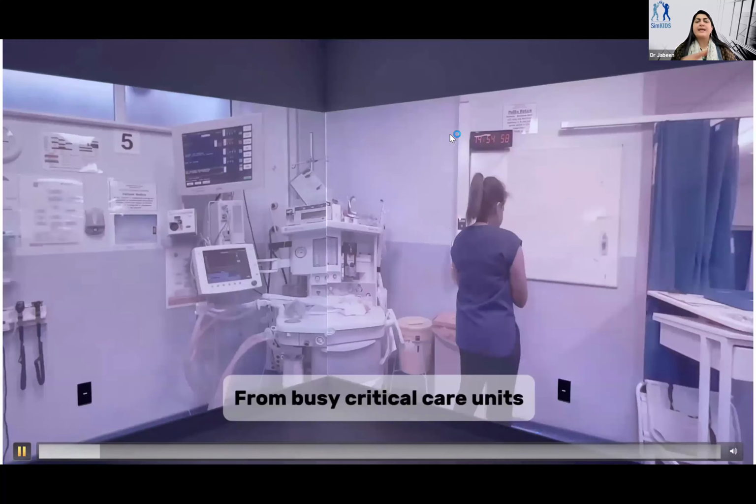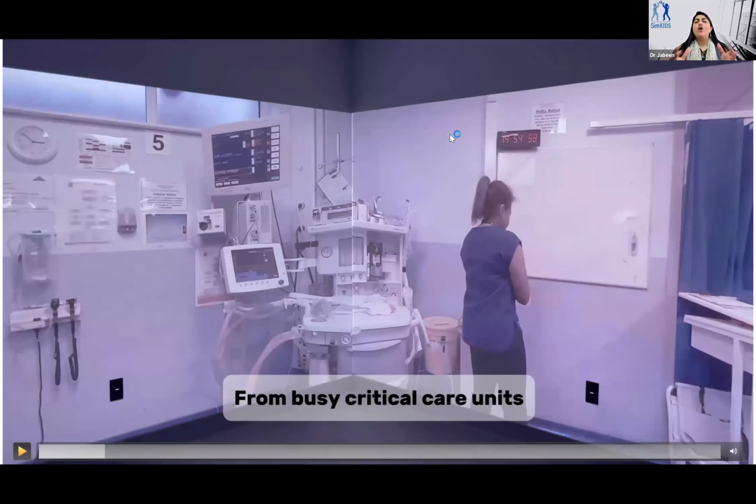From busy critical care. So you can see it looks like a critical care environment, although it's just a video of the critical care displayed on the walls. I know in the video it is not clear, but you can put a mannequin in the room and run the simulation here, and it will feel as if you are in the ICU. So in this room, I can bring the ICU, I can bring the CT scan room, I can make it whatever environment by just having a video or pictures of that environment.